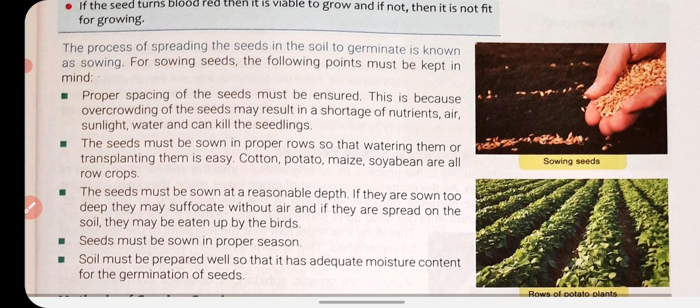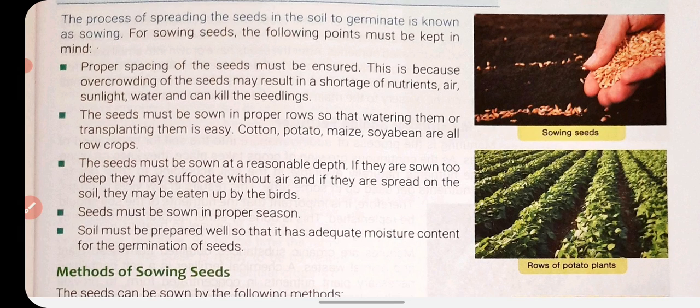So the first one is that proper spacing of the seed must be ensured. If you are growing the seeds in the field, there must be proper space between the seeds so that overcrowding does not occur. Because overcrowding is harmful, when lots of seeds are present at one place, they will compete with each other, and it may result in a shortage of nutrients, air, sunlight, water, and can kill the seedlings.